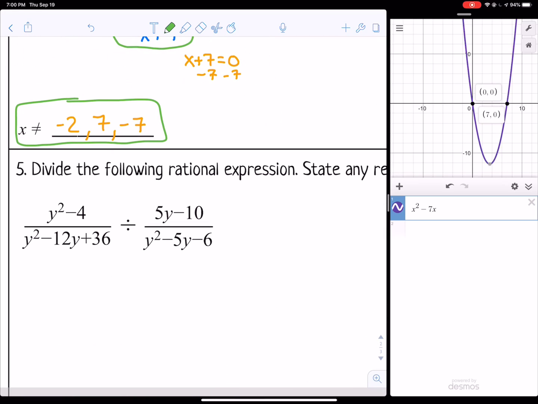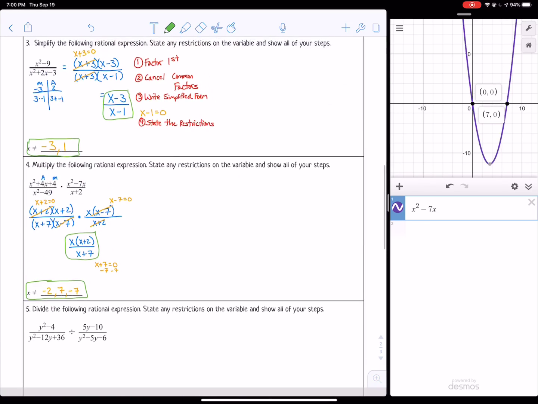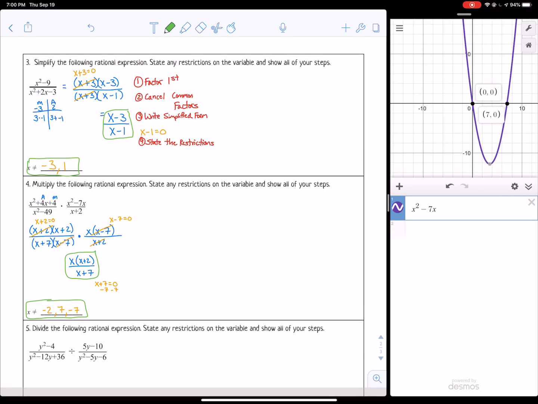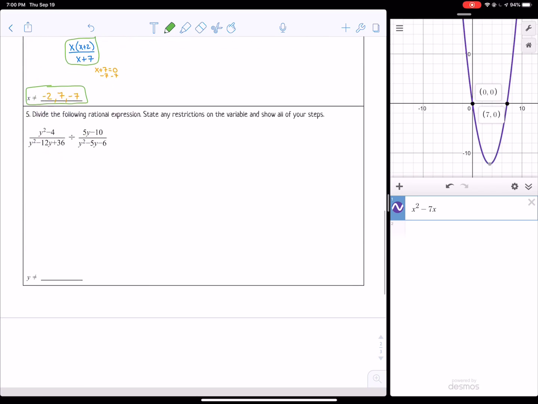Okay, one more problem, but very similar to the 2 right above there. The steps are very similar to number 3. That's why I didn't rewrite them. We're going to factor first. We do have to keep it, change it, flip it this time because we're dividing and we want to turn it into multiplying. Then we're going to cancel common factors. We're going to write it in simplified form, and we're going to state our restrictions. So let's take a look.